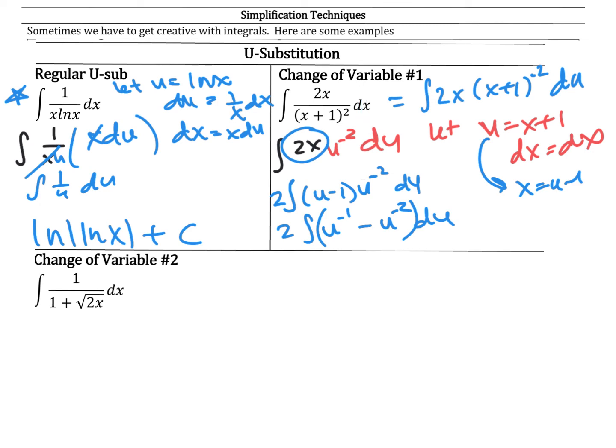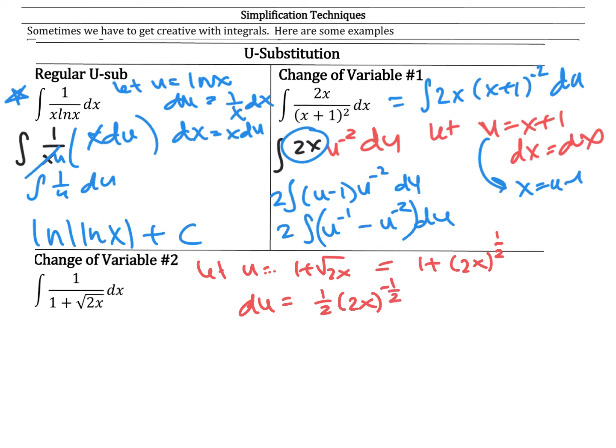Let's see what happens on change of variable number 2. So as it's written, I can't integrate it. I can't do anything to simplify it, so I'm going to let u equal the denominator here, 1 plus the square root of 2x, which means that du, and this actually I'm going to rewrite as 1 plus 2x quantity to the 1/2 power. If I take the derivative of this, the derivative of 1 is nothing. The derivative of 2x to the 1/2 power is 1/2 times 2x to the negative 1/2 power times the derivative of the inside, which is 2. And this is all with respect to x.